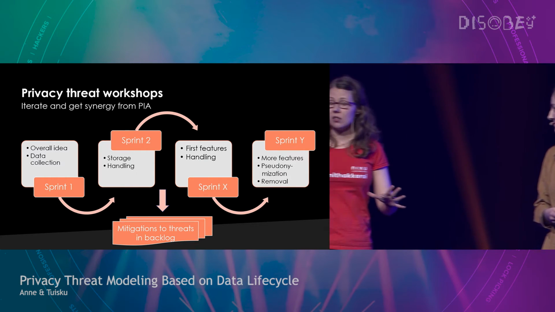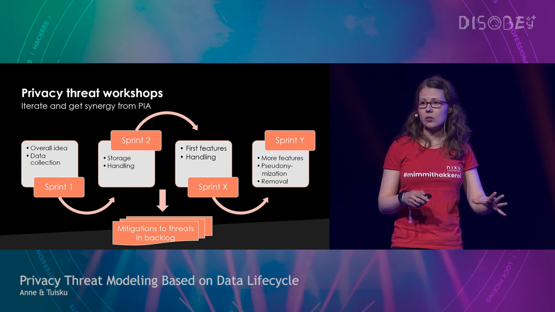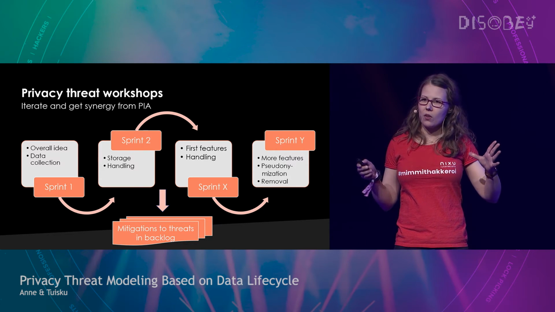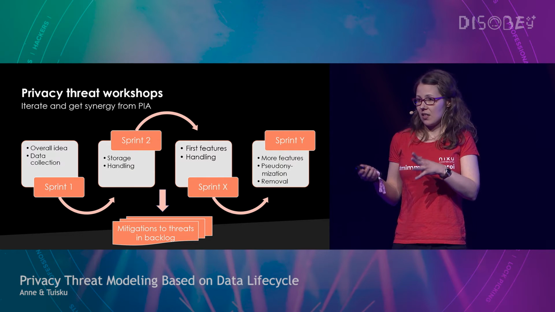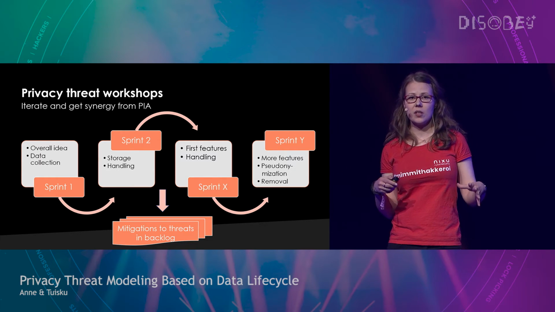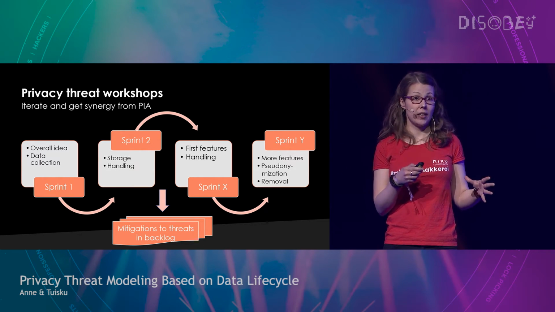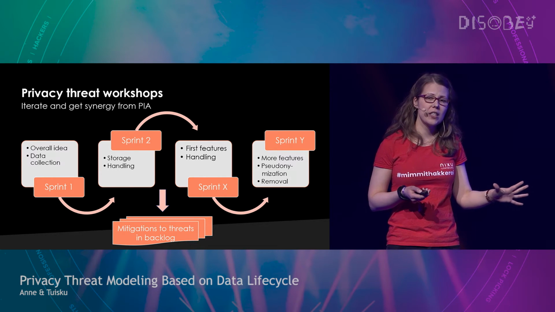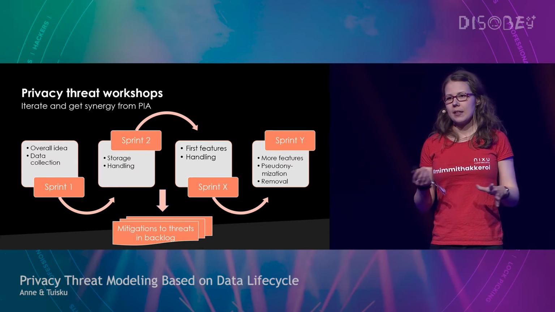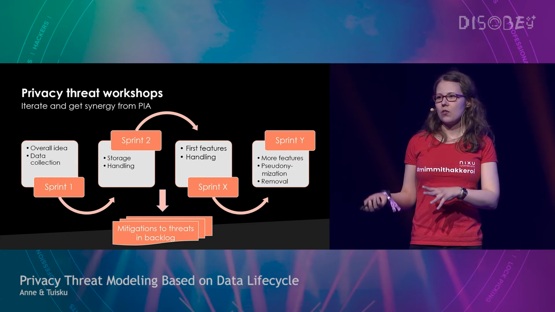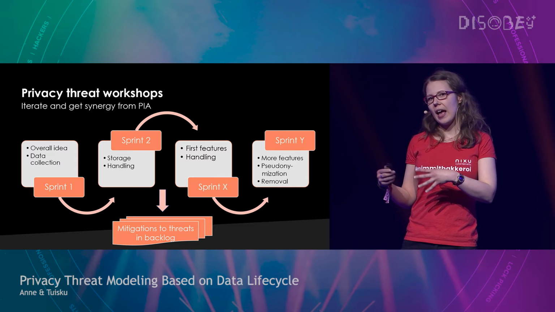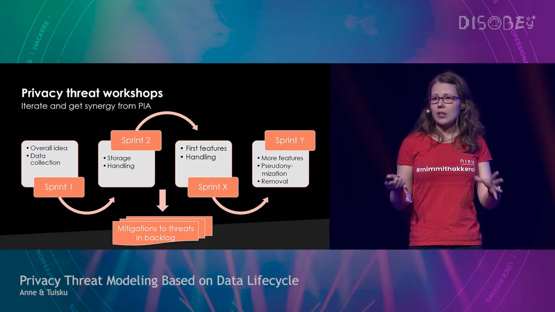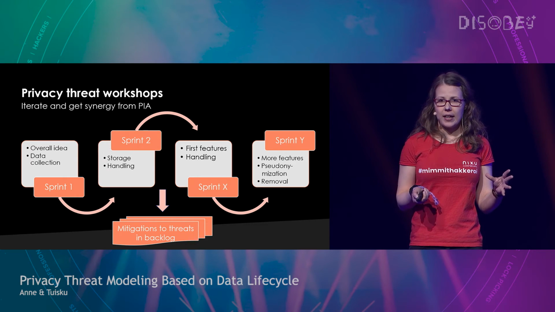If your system is not totally ready, you might want to iterate this threat modeling process a bit. First, start with the overall idea of the system. Is it going to fly? Are people going to use it? Does it feel OK? Is it legal to collect and handle the data that way? And think about the first features as well. Next time you do threat modeling, you can think about the first features, a bit about the storage and handling, and then go over to pseudonymization if you need it, removal of data.